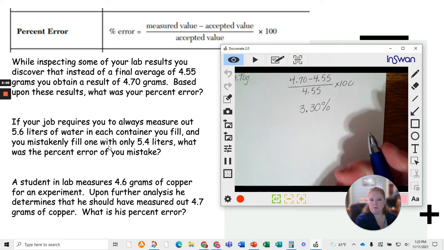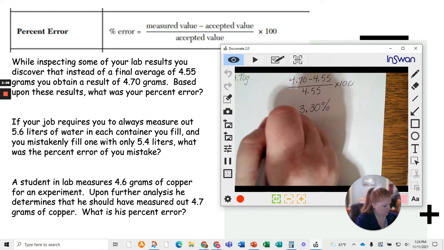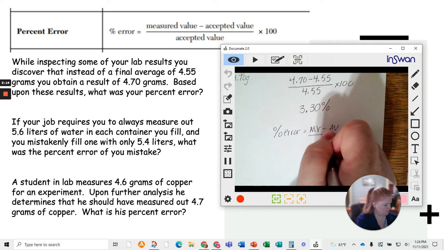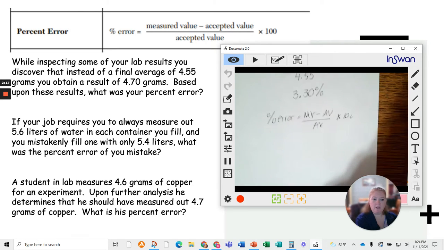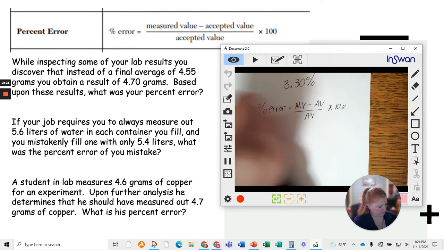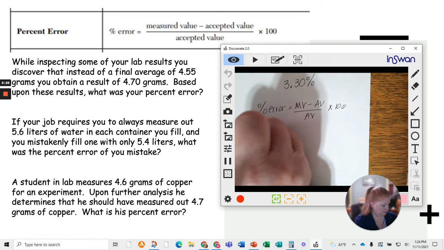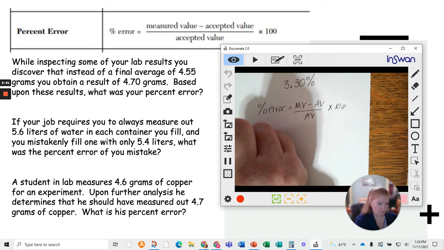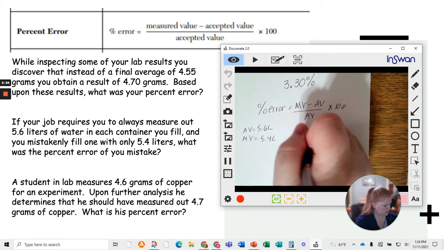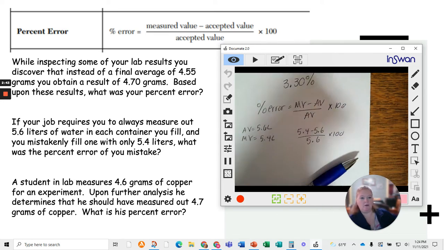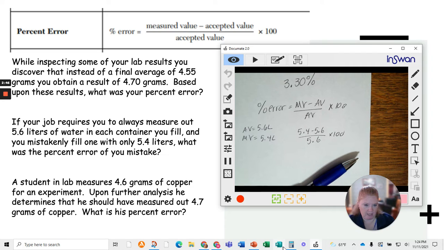Let's rewrite this. Percent error equals measured value minus accepted value, divided by accepted value, times 100. If your job requires you to always measure out 5.6 liters, that is the accepted value, 5.6 liters, and you mistakenly fill one with only 5.4 liters. So I have 5.4 minus 5.6, divided by 5.6, times 100. Let's do that math with the calculator.